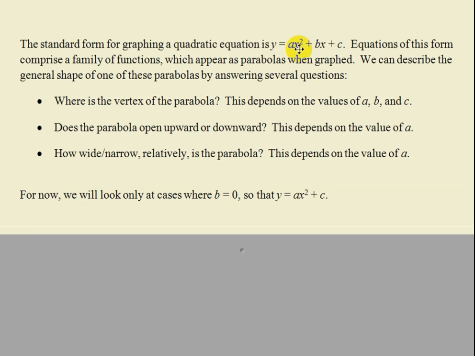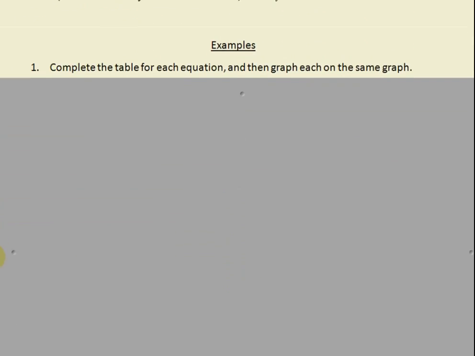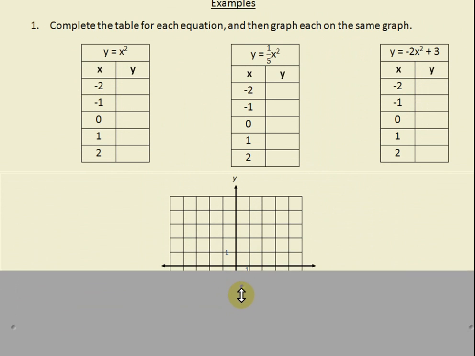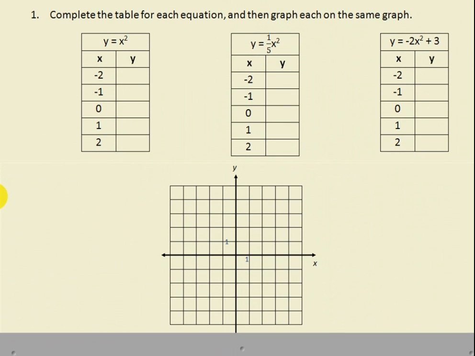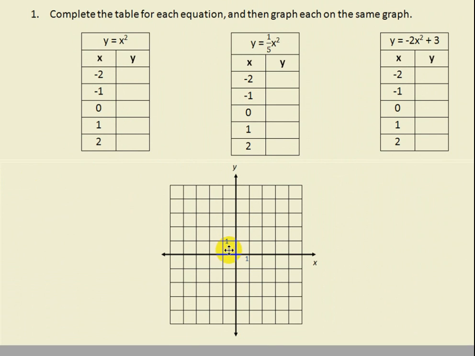So when we have y equals ax squared plus bx plus c, with b equal to 0, that x term drops right out, and we end up with only ax squared plus c, and that makes things a little bit easier for us. So how do we graph these? Well, one way is to complete a table, and that's what we're going to do in the first example. The directions say complete the table for each equation and then graph each of these on the same graph, so we can compare them.